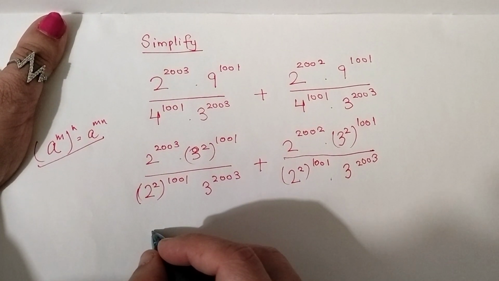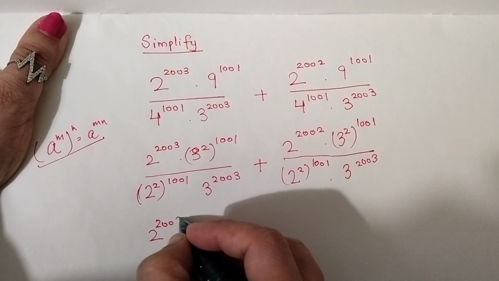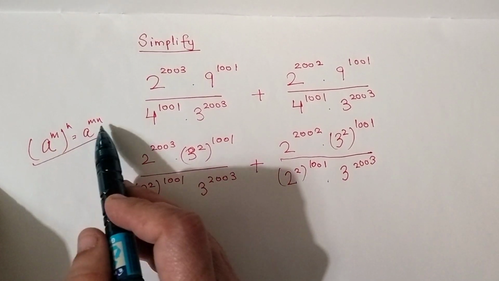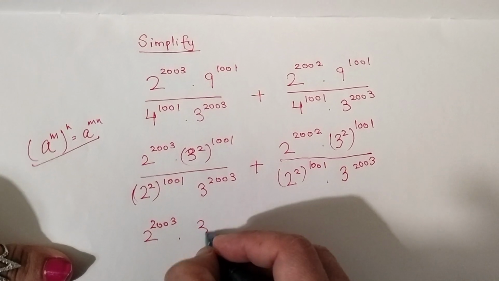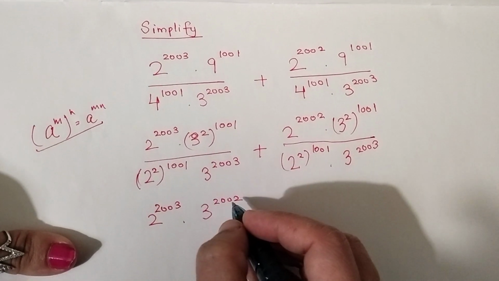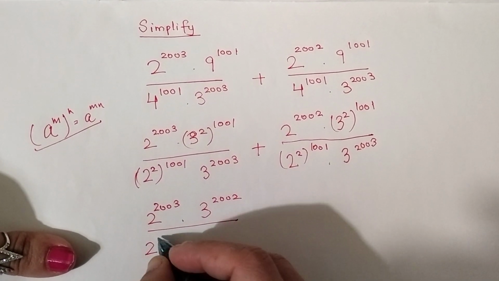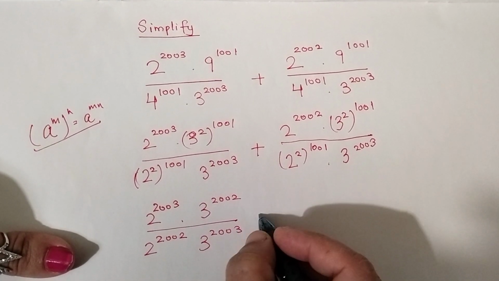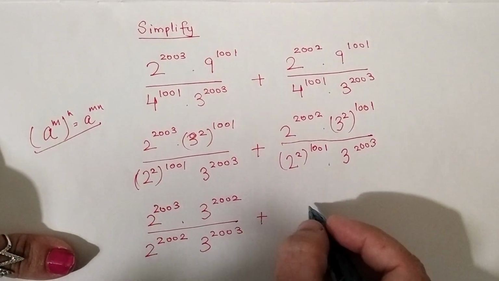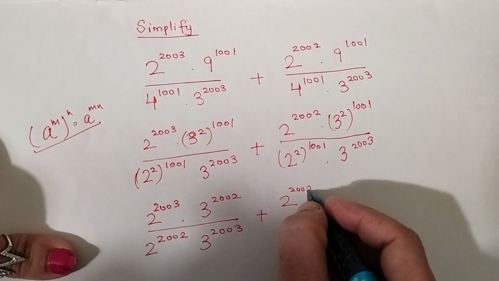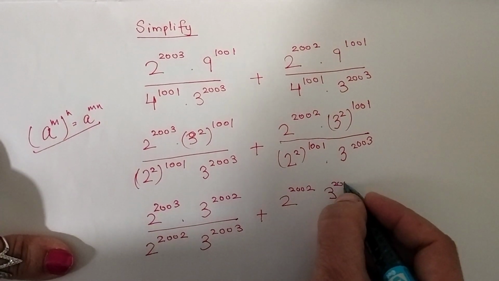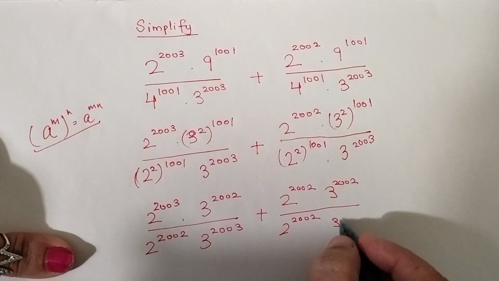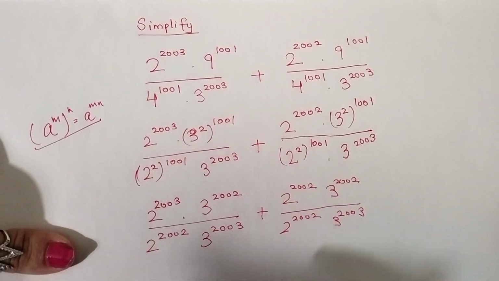So here we have 2 raised to power 2003, and it will become a raised to power m raised to power n is a raised to power mn. So this will become 3 raised to power 2002, right? By 2 raised to power 2002, 3 raised to power 2003 plus here we have 2 raised to power 2002, 3 raised to power 2002 by 2 raised to power 2002, 3 raised to power 2003.